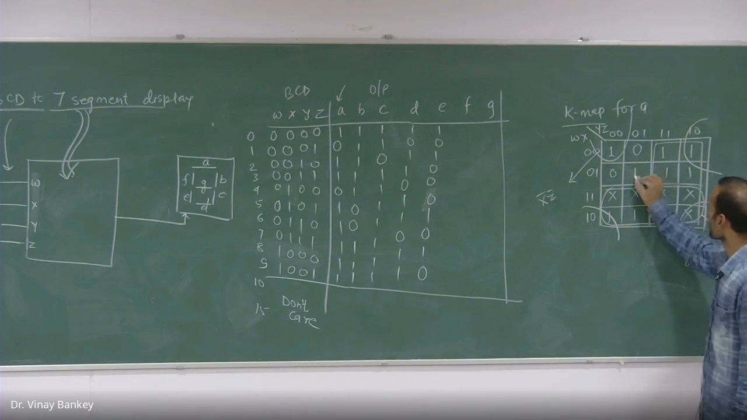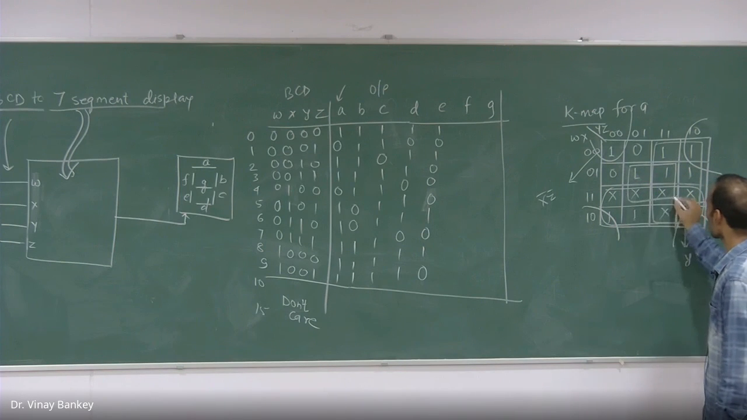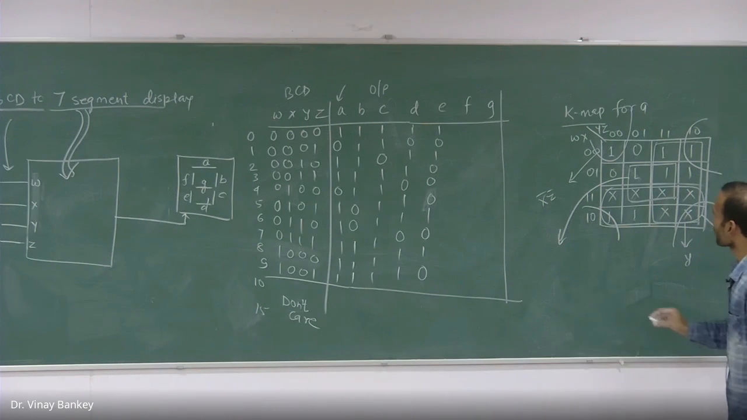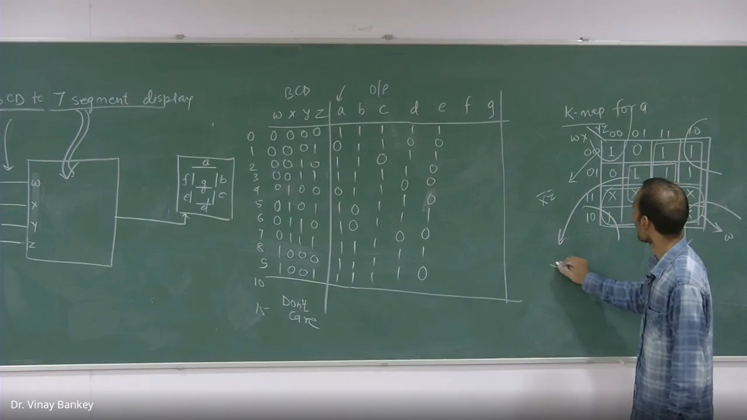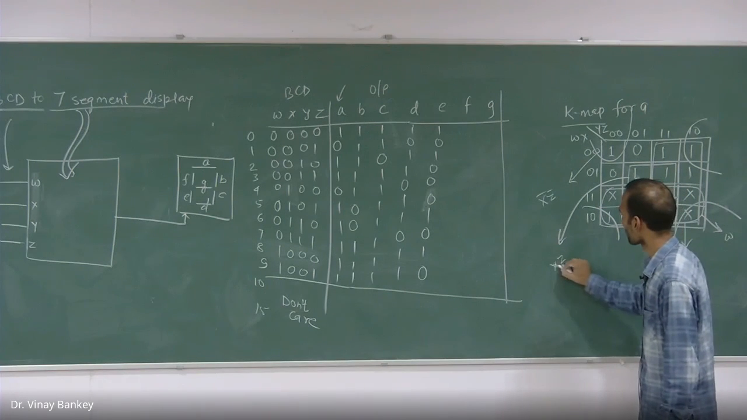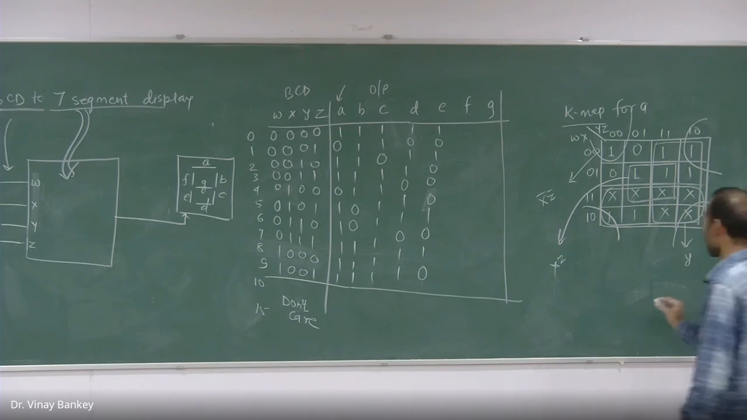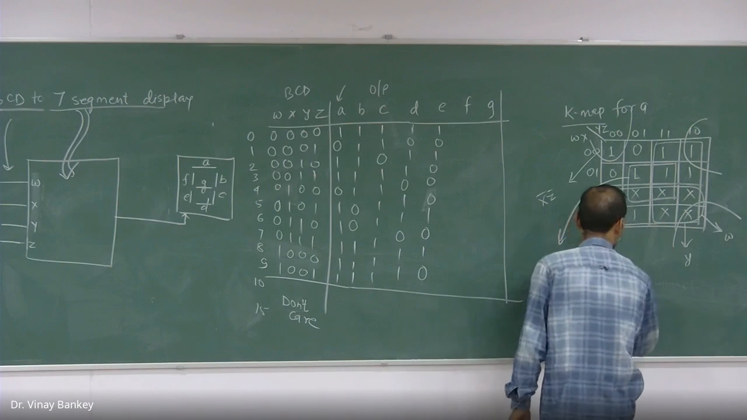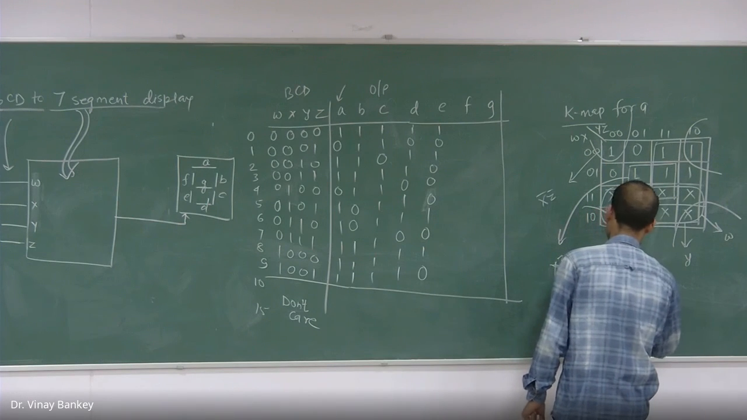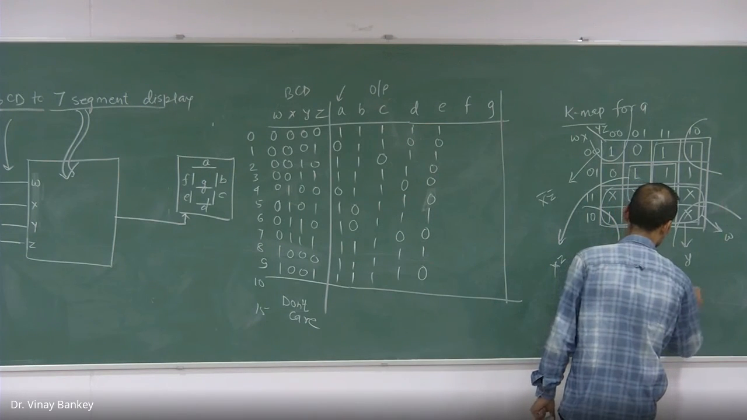And here we can make a group using these 4 cells. So again you have X, Z, correct. So for A, how can I simplify A? A will be X bar Z plus X bar Z bar, XZ plus W and Y.